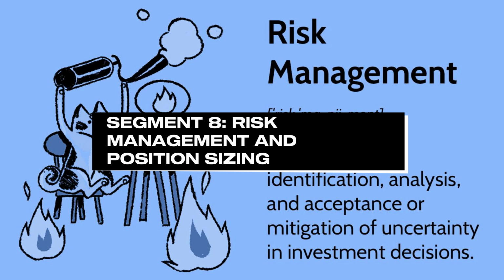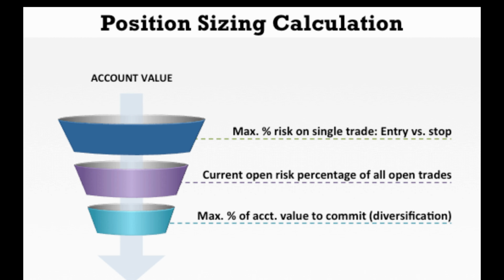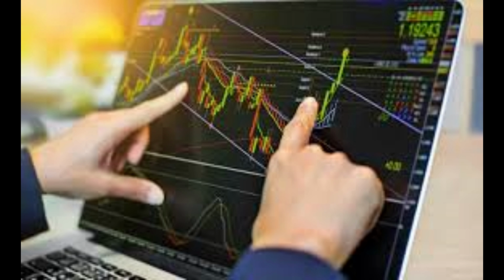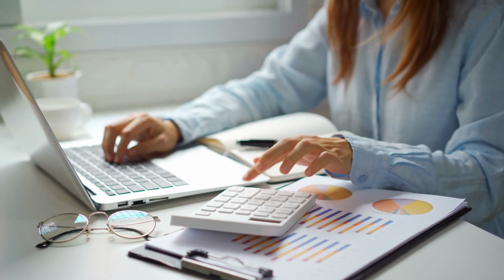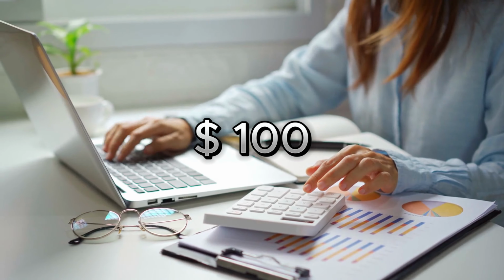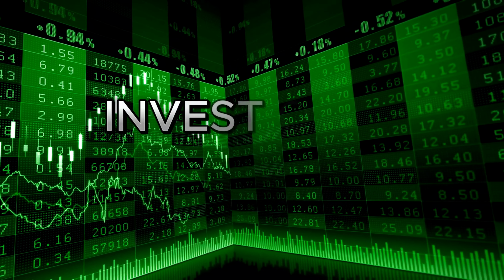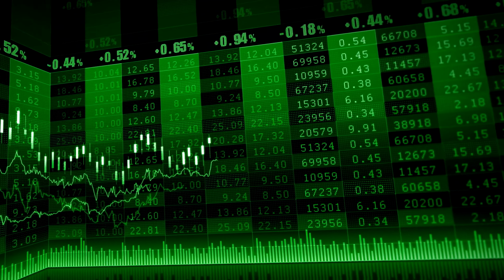Stop losses are just one part of a broader risk management strategy. Position sizing, allocating a certain percentage of your capital to each trade, is equally important. A common rule is to risk only 1% to 2% of your capital per trade, which protects your portfolio from large losses even with wider stops. Example, for a $10,000 account, risking 1% means limiting each trade's potential loss to $100. If you're trading a stock at $100 with a 10% stop loss, invest only $1,000, so if the price drops to $90, you're within your risk tolerance.